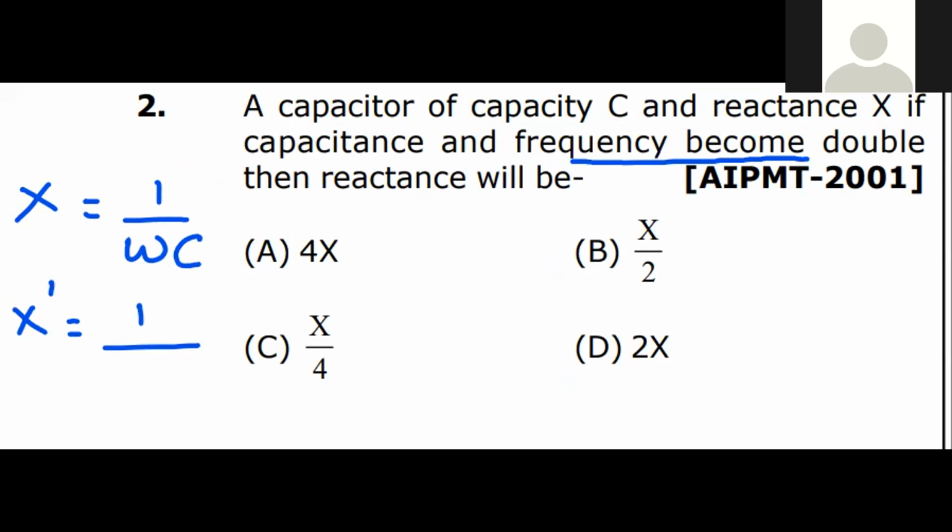Frequency will become double. So what will happen to omega? Will it become double or will it remain same? Omega is 2 pi into f. Do we remember this? So the new angular frequency will also become 2 omega. Yes or no? Capacitance is also doubled. So new capacitance becomes 2c times. Yes or no? What is the answer, beta? X by 4. The answer is x by 4.